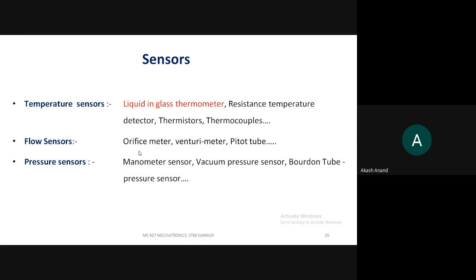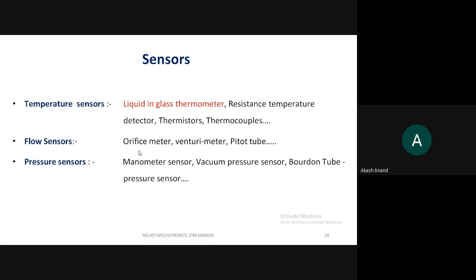Used to sense the flow of fluid. It can be liquid or gases. So I think it is clear. I'm only mentioning important types of sensors here. There are hundreds or more sensors available, but I am only mentioning the important sensors which we need to write in our examination. Commonly asked questions are based on this topic also.